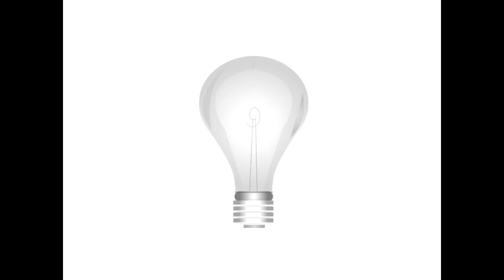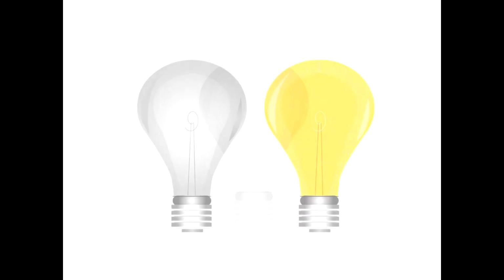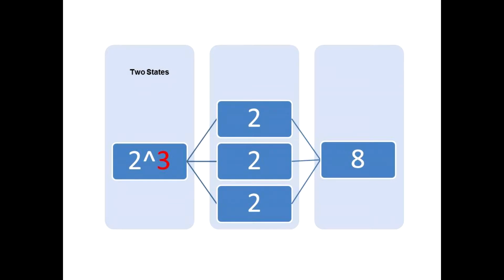For example, if we chose a light bulb to be the variable, the 2 states it can be in are on and off. It is still the same light bulb, but it has different properties. The exponential part of the number, 3, tells you how many variables there are. In this case, there are only 3 variables.